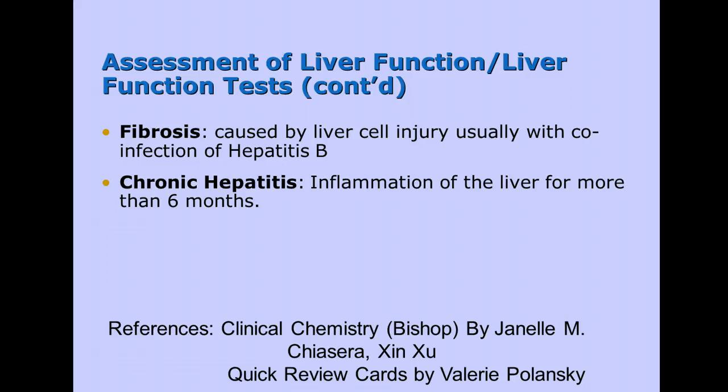Okay, the last two things you'd be familiar with are a couple terms here. One of them is fibrosis. The definition of fibrosis is liver cell injury, usually from an infection with hepatitis B. Then we talk about chronic hepatitis versus acute hepatitis. Acute is obviously very fast, sudden onset. Chronic would be inflammation of the liver for more than 6 months.